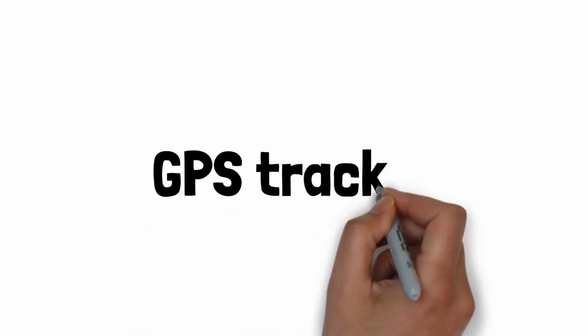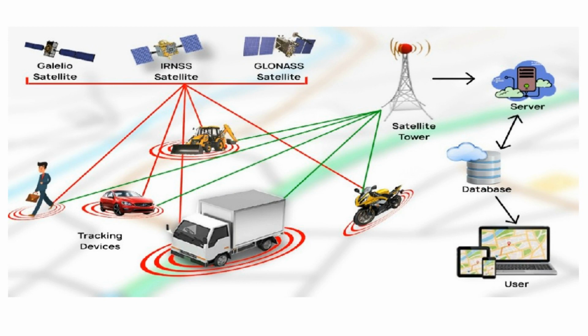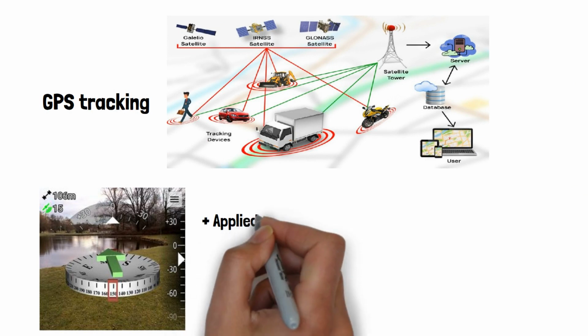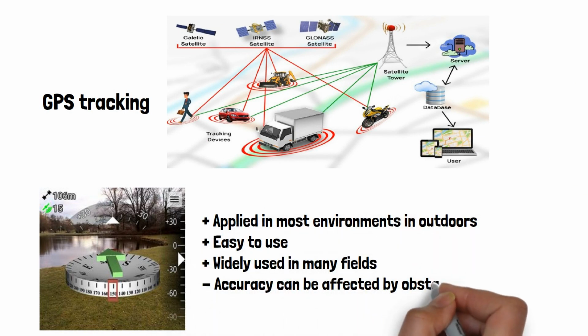GPS tracking technology is based on satellites and widely used in many fields such as military, mapping, and gaming. It is easy to apply because of its popularity. However, it might be affected by some obstacles, such as channels, so it usually works with other trackers.